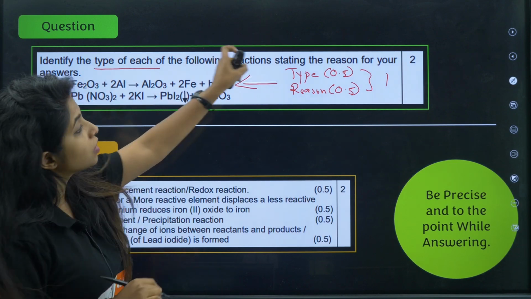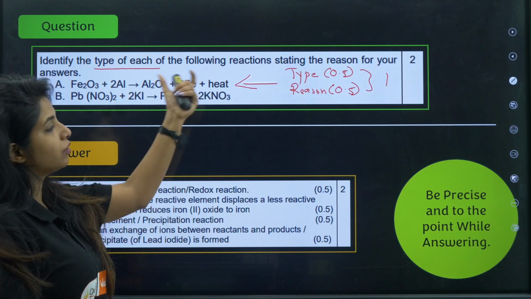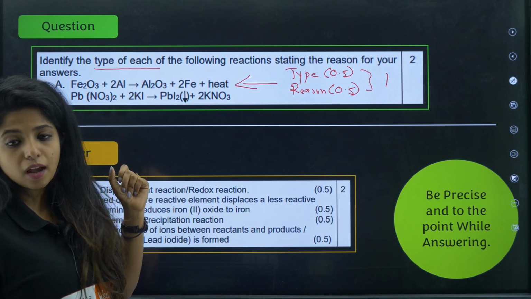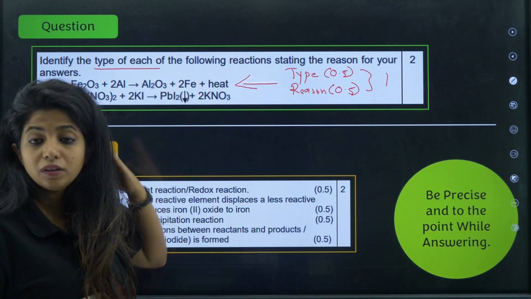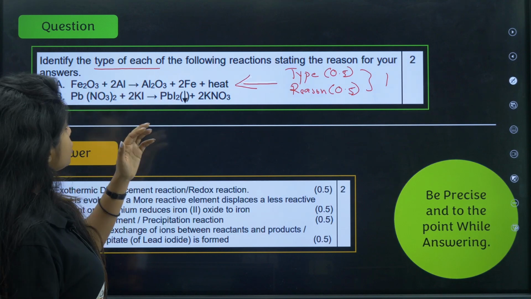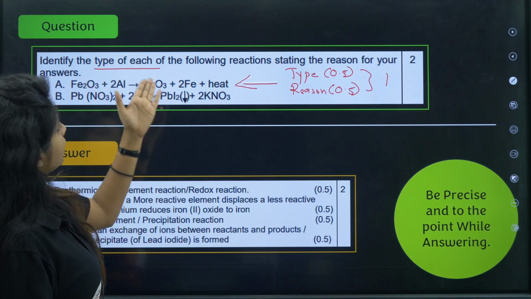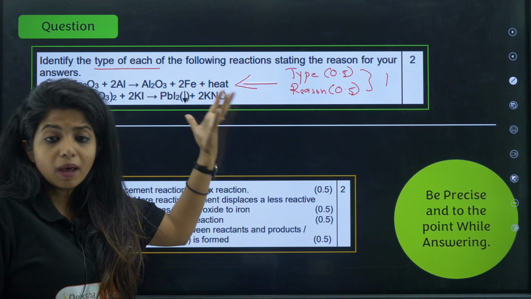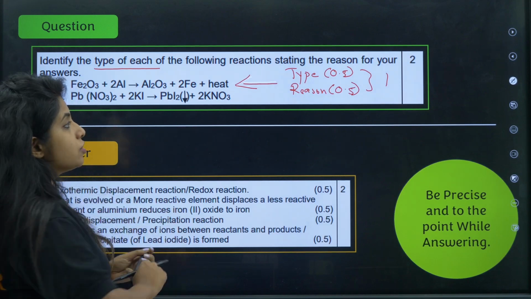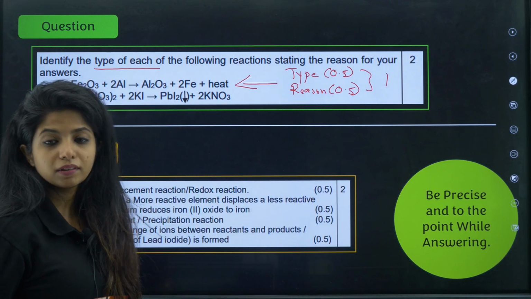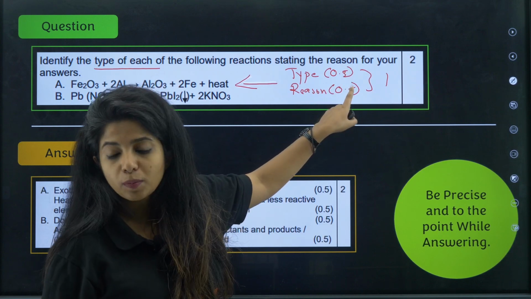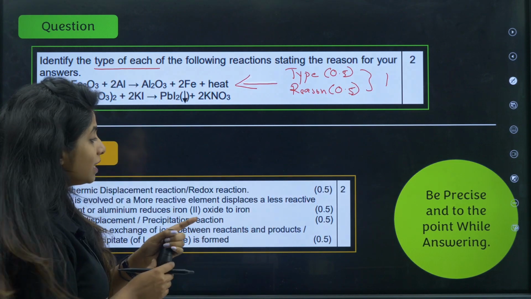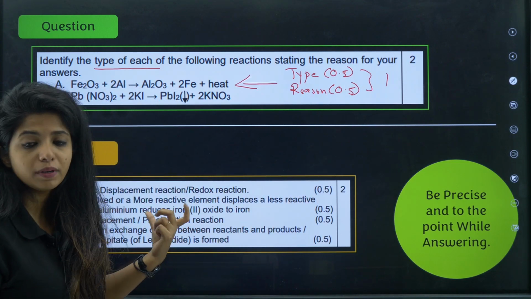If you're not reading the question properly and you're just writing the type of the reaction, okay, this is probably a displacement reaction, this is an exothermic reaction because heat is being released, or this is a redox reaction because Fe is getting reduced and aluminum is getting oxidized. You're just writing the type but not the reason, then it gives you just 0.5 marks, my dear children. It does not give you the whole 1 mark over here. If you see the marking scheme, you get to know how you should be answering this question.